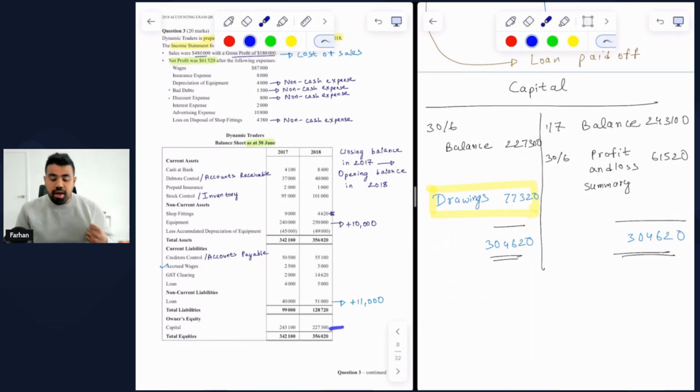During the year, we have made some profits of 61,520, which is going to increase our owner's equity. And we are showing it on the credit side. Instead of writing net profit, we are writing profit and loss summary. And this is mainly relevant to the closing entries that we're required to do.